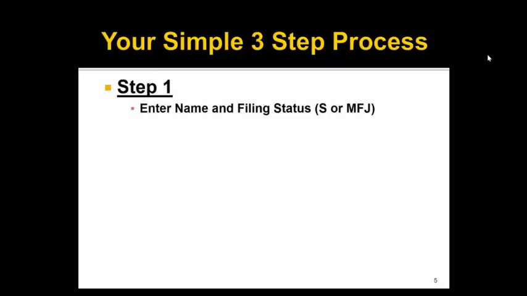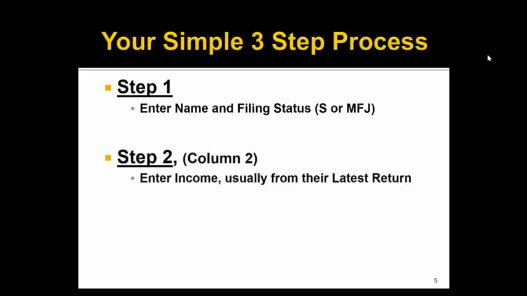So let's get started. Your simple three-step process. Step one is we're going to enter in the name and filing status. We support single or married filing jointly. You're going to choose one of those two. In step two, which we're going to reference as column 2, we're going to enter the income.